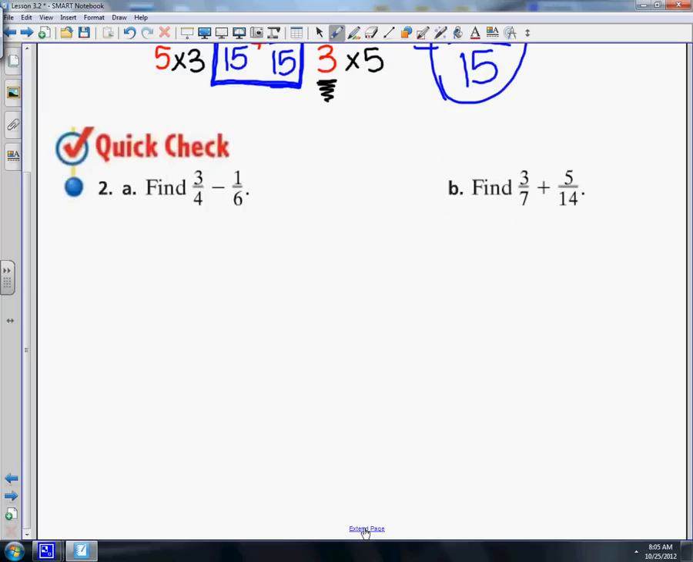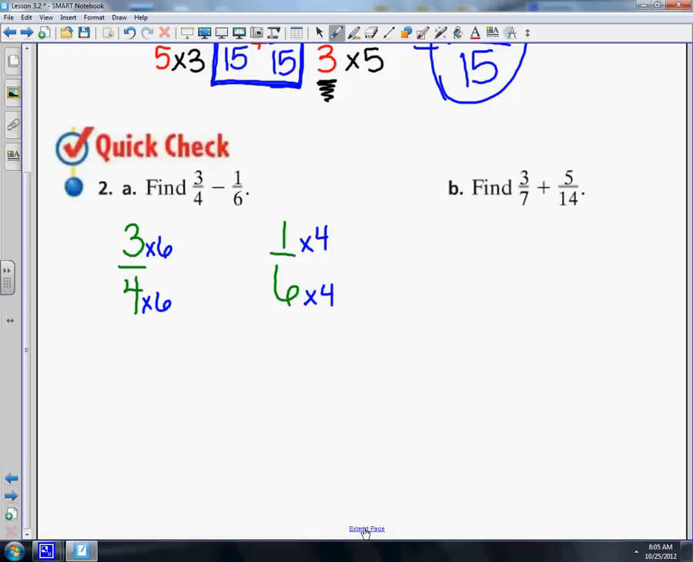All right, 3/4 minus 1/6. So I have 3/4 and I have 1/6. I see something a little bit different here: I know that they both can go into 12. So you can do it like this. You could times this by 6 and this by 6, and this by 4 and this by 4. That's completely fine. If that's the easiest way and you just want to do it one way, you can do that.